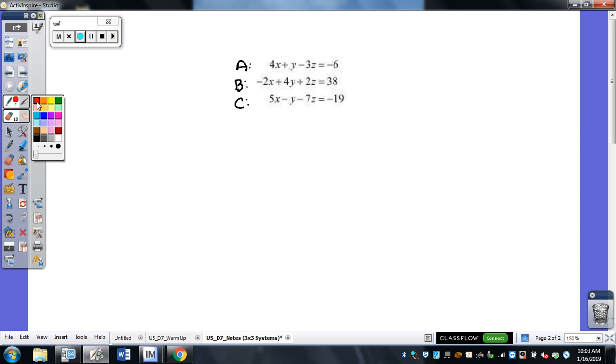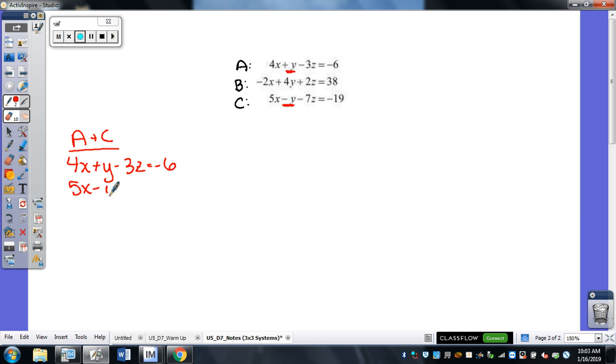Y, okay. So I see if we're going to eliminate Y's, here's a positive 1Y from equation A. Equation C has a negative 1Y. Those will eliminate nicely. So I'm going to start off with A plus C. So again, I rewrite them, lining them up. So then I add the two of them together.